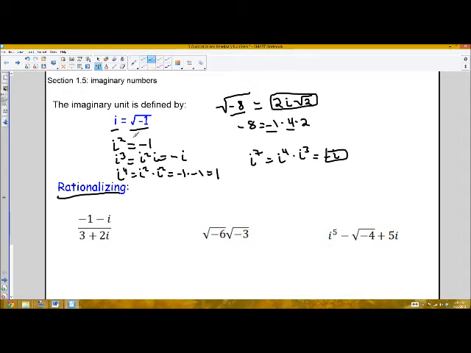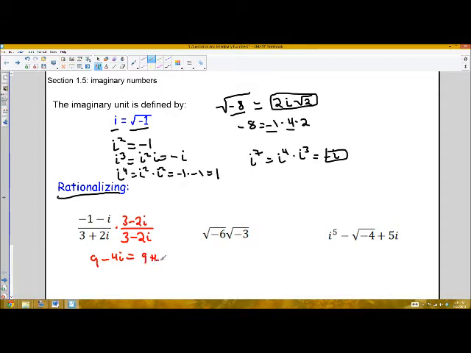Looking at the first example, if I want to rationalize something, just like we don't leave radicals in denominators, and i is just a special type of radical, we don't want i's in denominators either. So we have to rationalize this, much like we did with radicals, by multiplying by its conjugate, which would be 3 minus 2i, over 3 minus 2i, and then distribute everything. My denominator will reduce to 9 minus 4i squared. And recall that i squared is just -1, so I can actually rewrite that whole denominator as 9 plus 4.